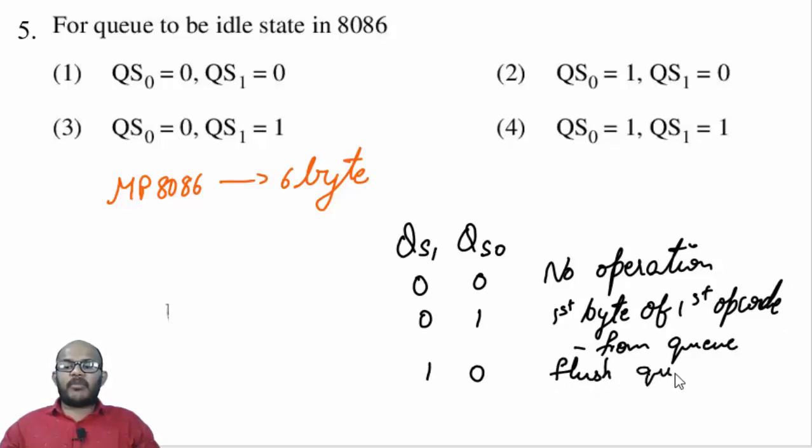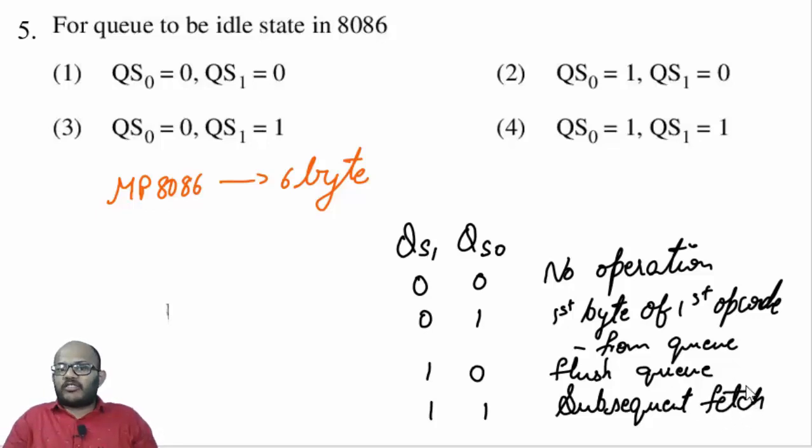Nothing but you are going to empty the queue. When it is 1, 1 means subsequent fetching is going to take place, nothing but one instruction after another instruction. Nothing but subsequent fetch.